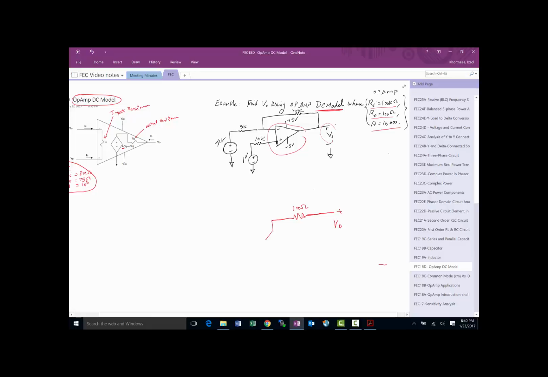And then we're going to go to a dependent source, and we know 10,000 is the gain, so it's going to be 10 to the power of 4 Vp minus Vn, and then that goes to ground, and then this Vn will be connected to Vp, and this connection is going to be through a 100K, which is 10 to the 5 ohms.